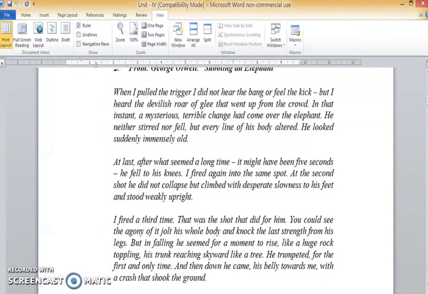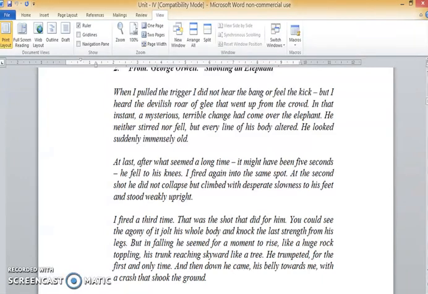So, this is obviously about the shooting of an elephant, and we note the sequence by taking a look at the number of times that the shots are fired. Alright, the first time, the second time, the third time. That gives us the hint that it is progressing. This is some kind of narration that is progressing.